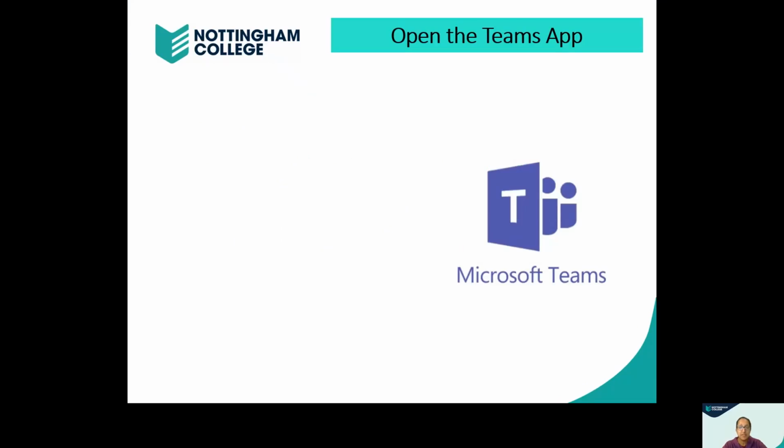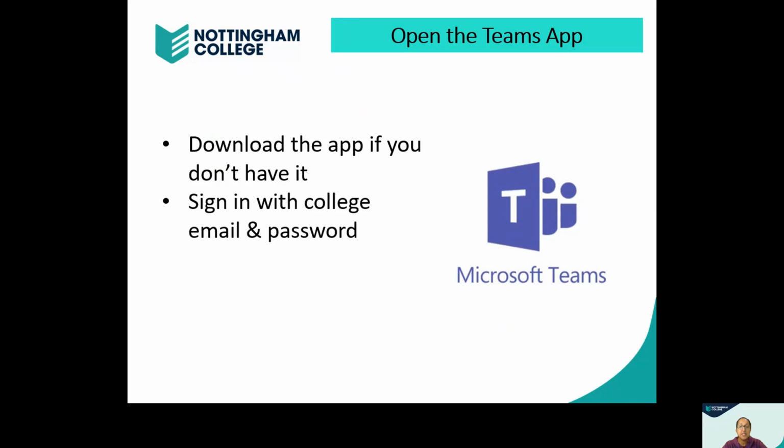If you don't have the Teams app on your phone, download it from Google Play or the App Store on your phone. You will need to sign in for the first time with your college email address and password. Don't sign in using your personal email address and password. You won't be able to access your class groups. If you're not sure of your college email address or password, ask your tutor to help you.